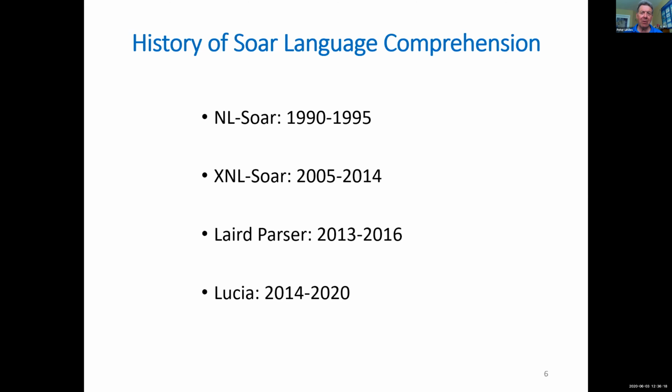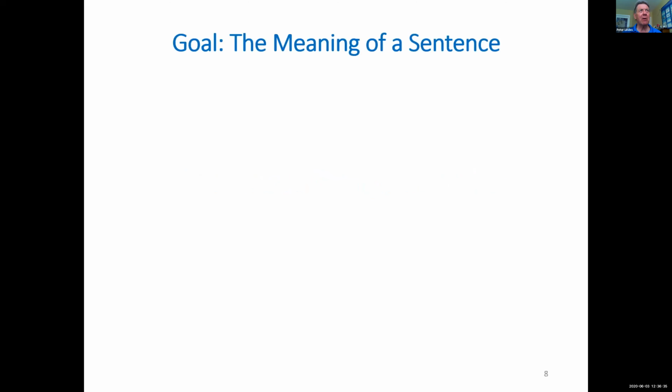And then since I came in 2014, I've been working on this new system called Lucia, which also works in the Rosie environment, but it has a more general model of how to process language, which we're going to talk about. So how does this Lucia comprehension work? Well, first of all, the goal is to get the meaning of the sentence.